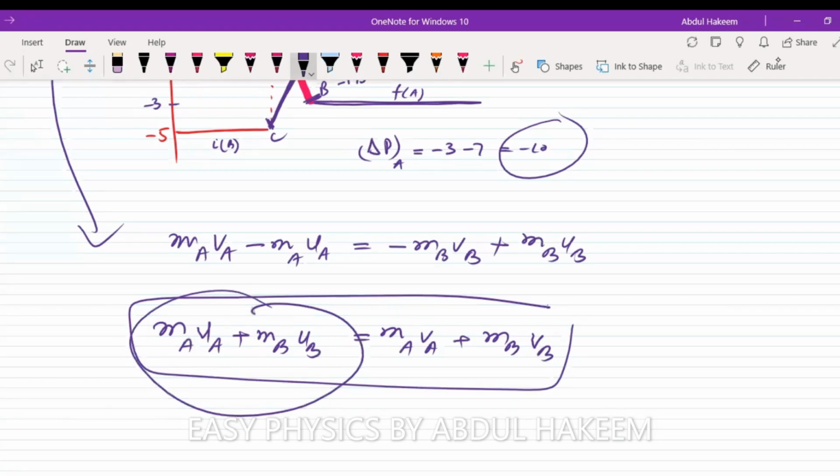Total momentum before collision is equal to total momentum after collision, but only two objects are involved in the collision, which is called the isolated or closed system. So the definition will be: in an isolated system or in any closed system, the sum of momentum before collision is equal to sum of the momentum after collision, or total momentum before collision is equal to total momentum after collision. So it is derived from the Newton's third law.